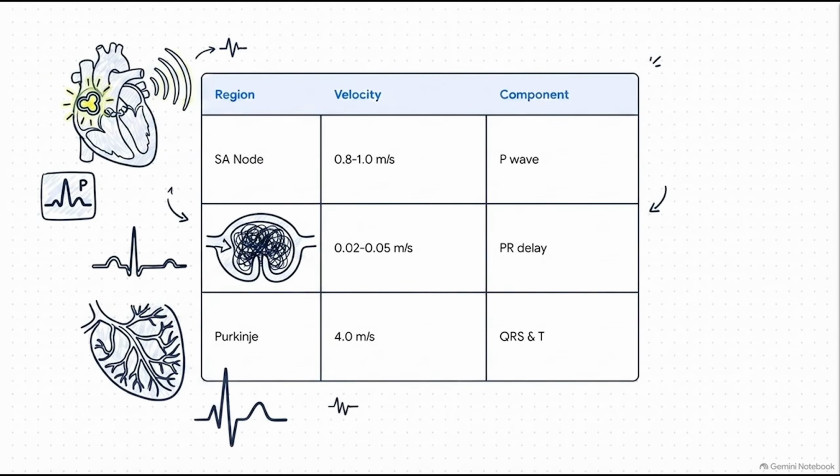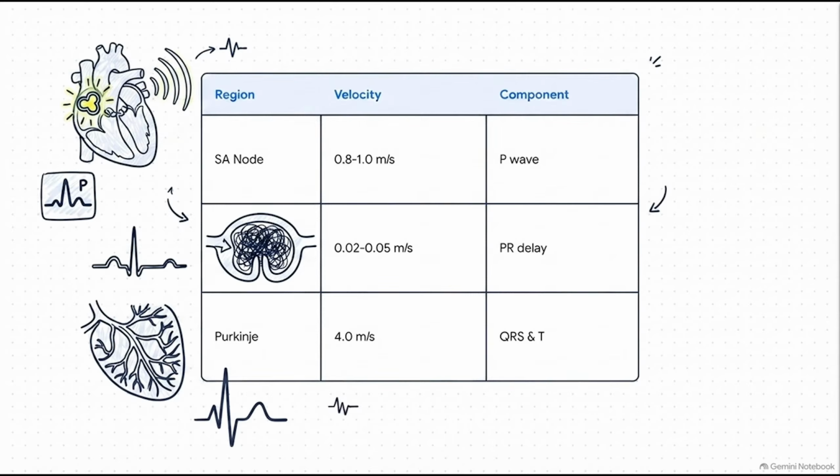Now, those dramatic speed shifts aren't just random. They correlate perfectly to what a doctor is actually looking at on a heart monitor. That first wave we talked about produces the atrial contraction, which shows up as the P wave. But what about that massive deceleration at the AV node? Well, that creates the PR segment delay.